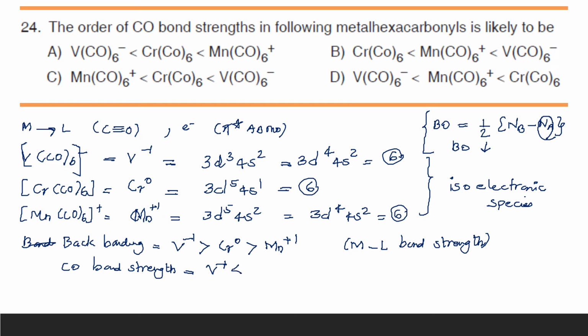lowest for vanadium -1, intermediate for chromium 0, and highest for manganese +1, where there is no possibility of back bonding because the metal is in higher oxidation state. In this question, +1 is not that higher oxidation state, but compared to the other two complexes, manganese is in higher oxidation state. So back bonding is not possible. So this is the option that we have. This should be the correct option for this question.